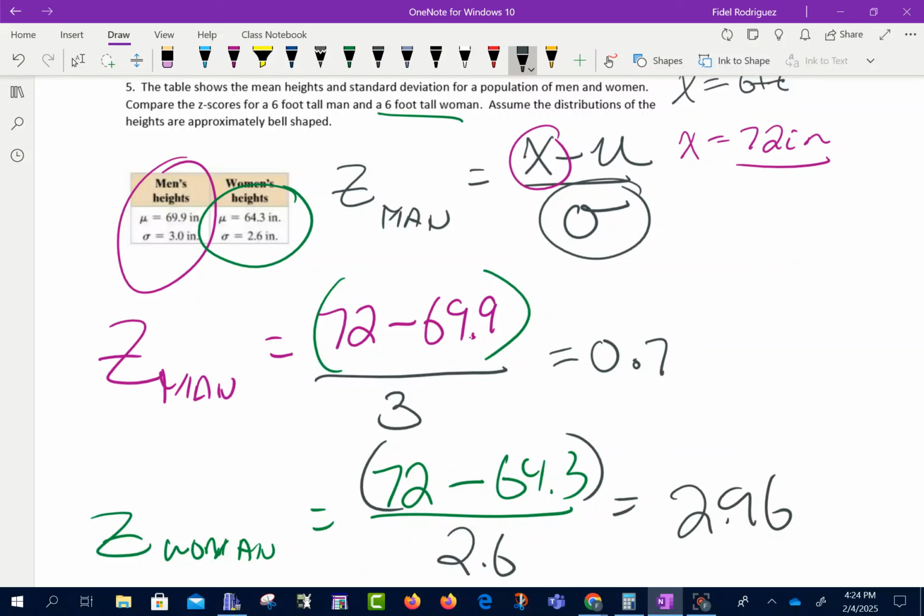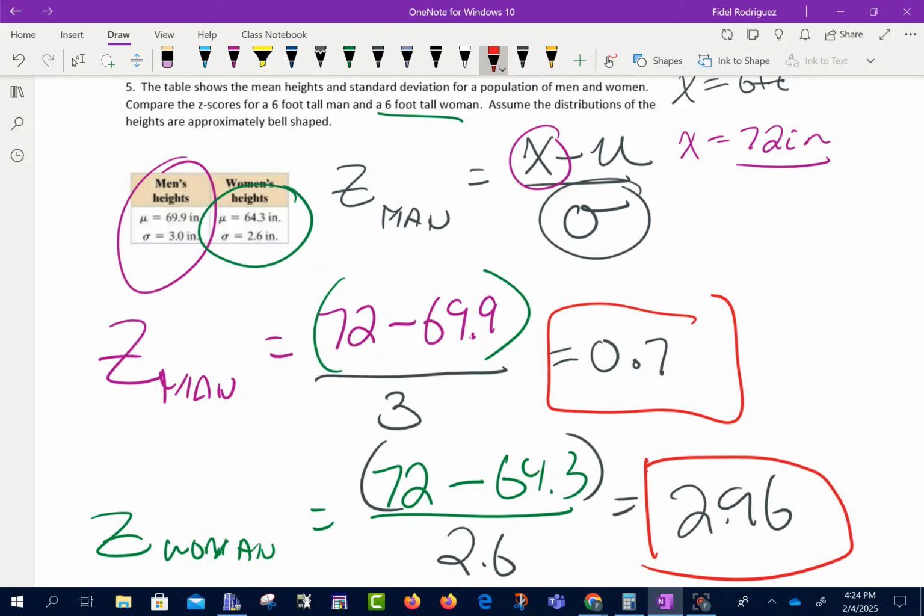So first thing, what do these values mean? Number one, both of those z-values are positive. So that means that these heights are above the mean. The first one is 0.7 above the mean, and the second one is 2.96 above the mean. So what does this tell me?